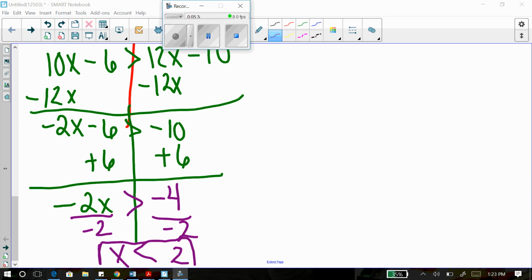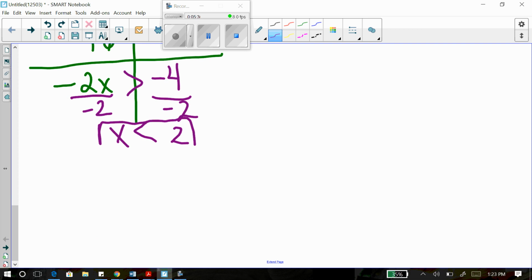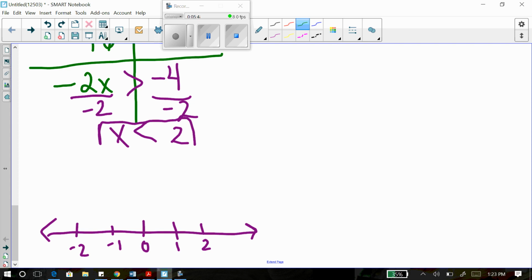Now, if I were to graph that, let's extend our page a little bit here. I'm going to draw a number line. So I have 1, 2, -1, -2. The dot goes over +2. It's open because it's not equal to, it's just less than. And the sign tells me the arrow is going this way. See? Go that way, it's saying. So that's how you solve an inequality and you graph the inequality.